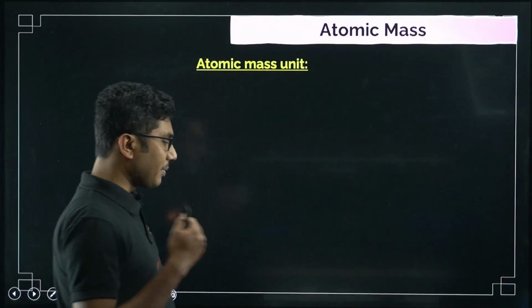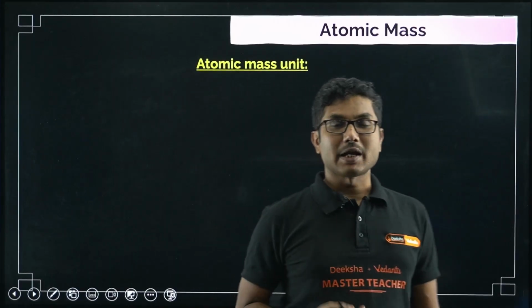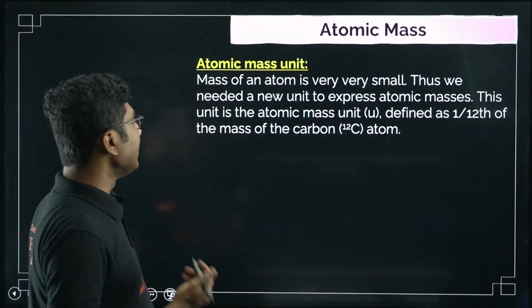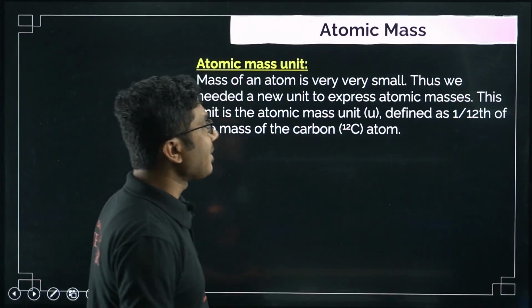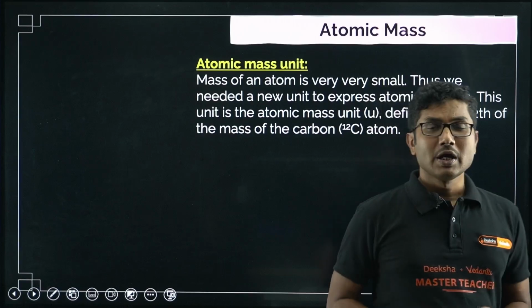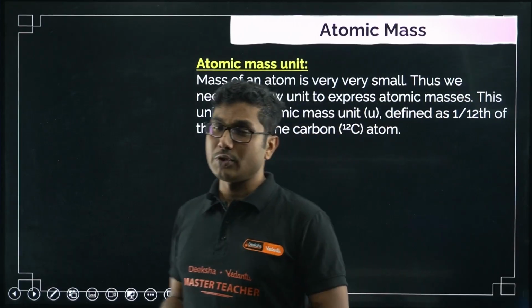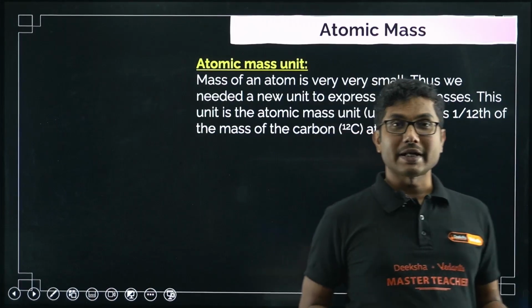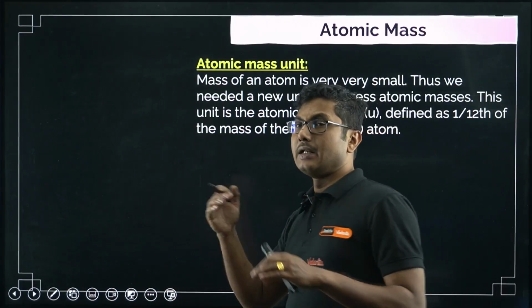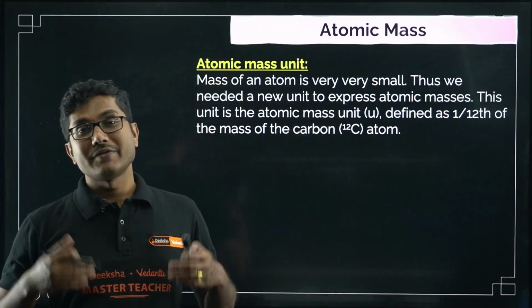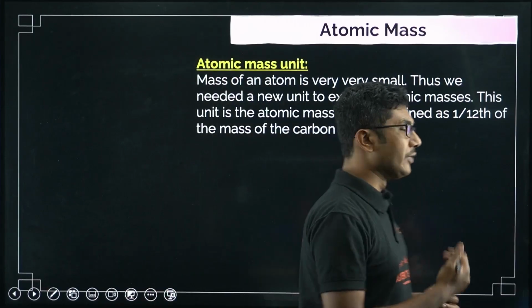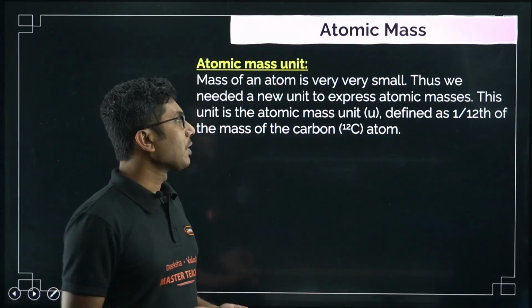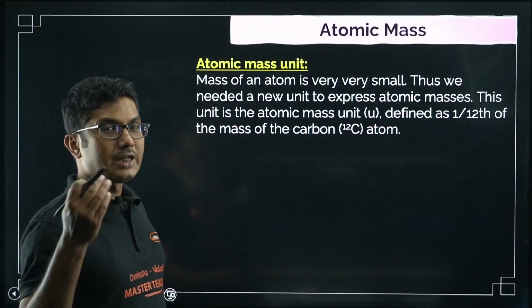Now a very important part is atomic mass unit. What is atomic mass unit? Because the mass of an atom is very, very small, we need a new unit to express atomic masses. If you express it in kilograms, it will always be 10 to the power of something negative, which makes it look insignificant. But when you consider atomic units, they are very significant. So we have to define a new unit which is useful for the mass of atoms, nucleus, protons, electrons, etc.